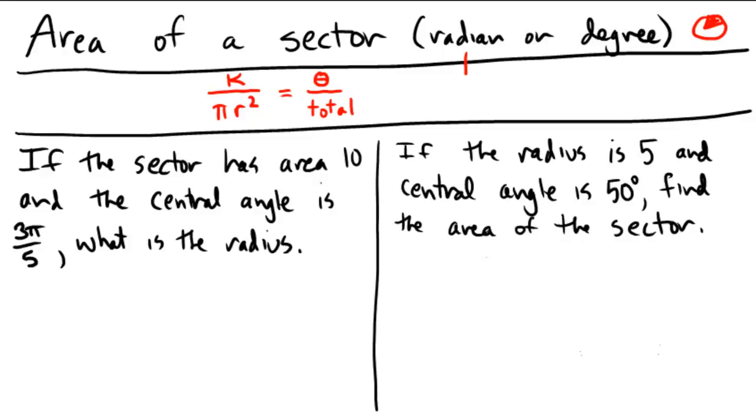I'm leaving the word as total right now because total depends which mode you're in. In radian mode, your total amount of radian measure in a circle is 2 pi, and in degree mode, the total measure of degrees in a circle is 360.